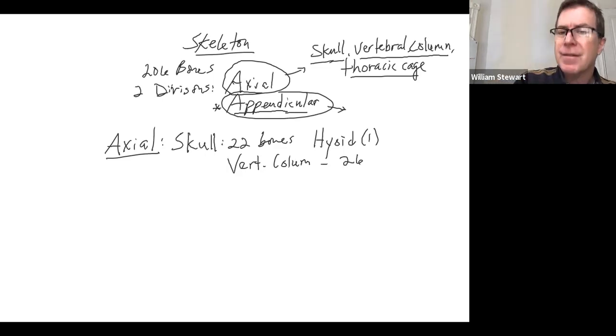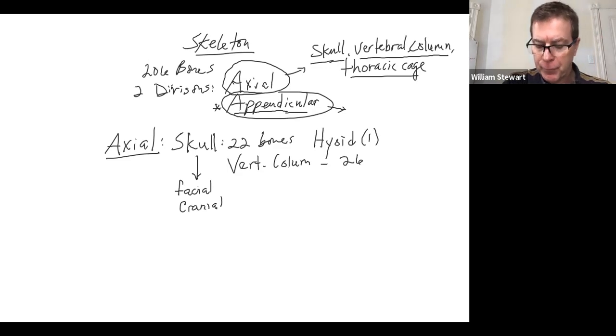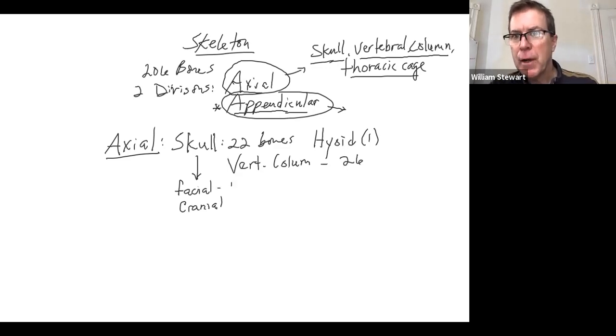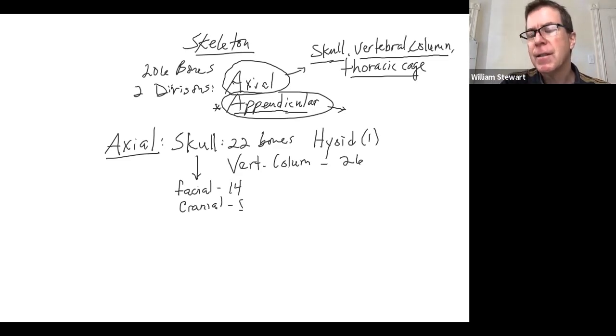Now, in the skull, there are facial bones and there are cranial bones. The facial bones break down to 14. The cranial bones break down to just 8. Well, that's where we're going to start today, talking mostly about cranial bones and facial bones, talking about the skull in general. So I also want you to go back when you get a chance.